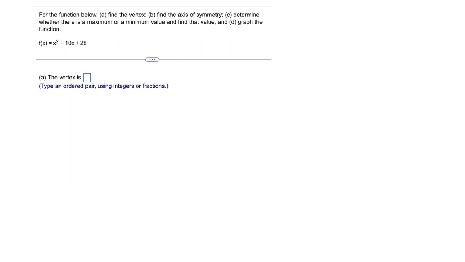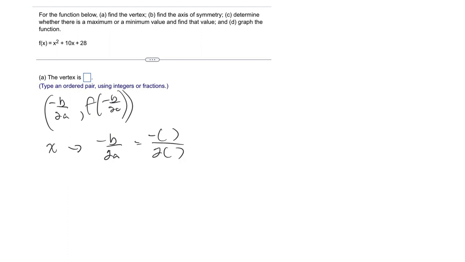To get the vertex, I'm going to use the formula minus b over 2a and then plug it into your function to figure out the y value. So the x value is minus b over 2a. B is 10, and A is 1. So this will be negative 10 over 2, which is negative 5. We'll just make sure that's right. Yep.